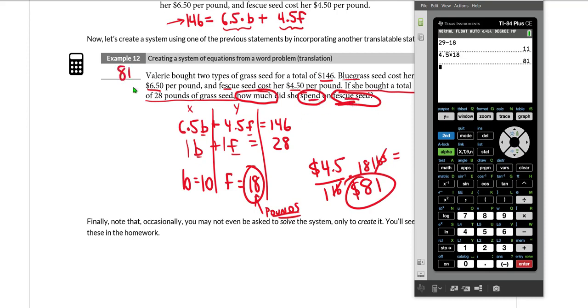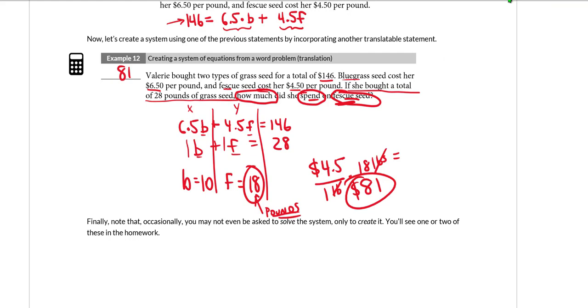So that is an example of a question on which we have to translate using the words in the question into a system of linear equations, and then we actually have to solve that system. Occasionally, you won't actually be asked to solve the system. You'll just be asked to set up the system, and you will see a few of those in the homework.